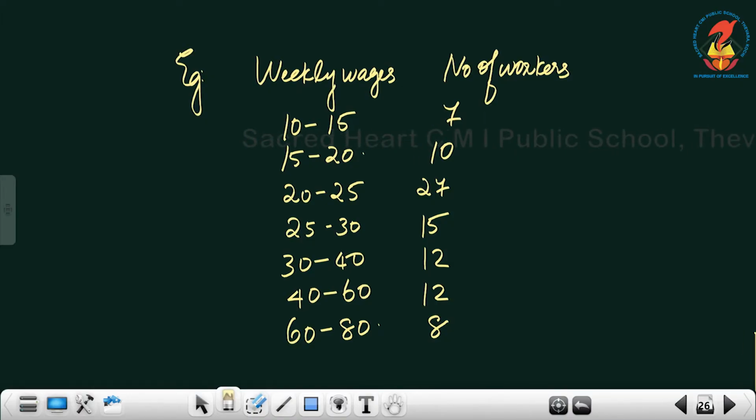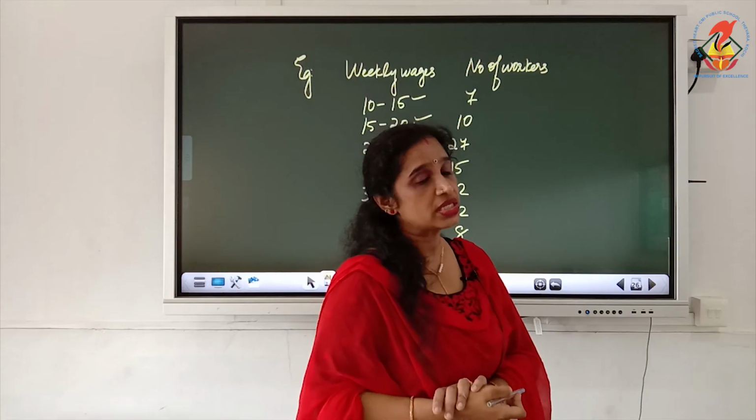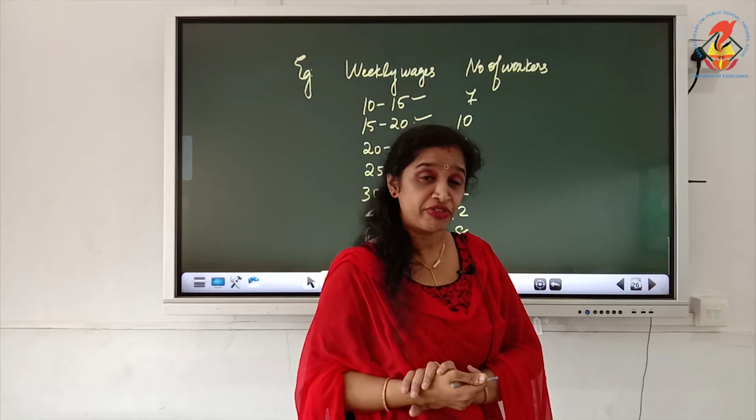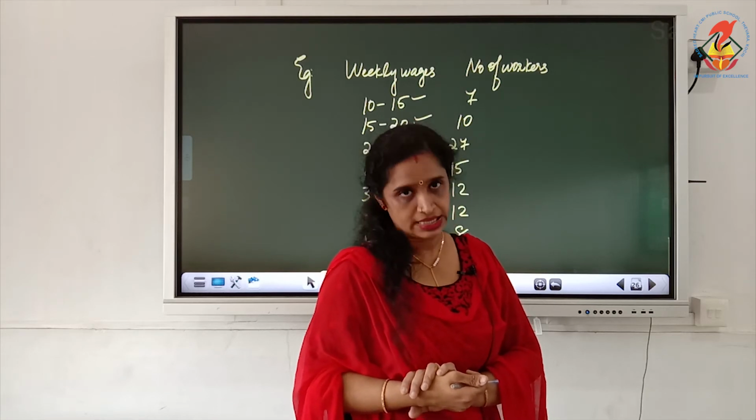This is an example where the data is given as 10 to 15, 15 to 20, 20 to 25, 25 to 30. Till here the class interval, the size, is 5. After that it is going to be unequal. 30 to 40, the difference is 10. 40 to 60, the difference is 20. 60 to 80, the difference is 20. So there is unequal class interval. Therefore, frequencies need to get adjusted.